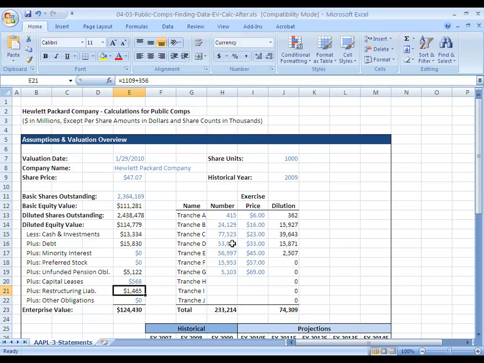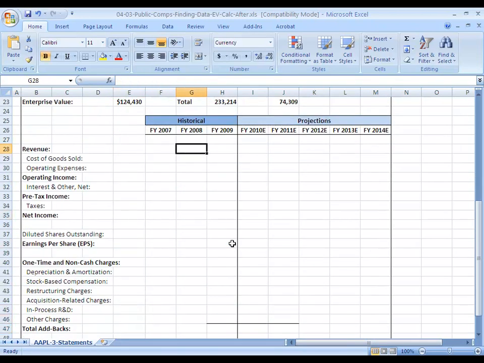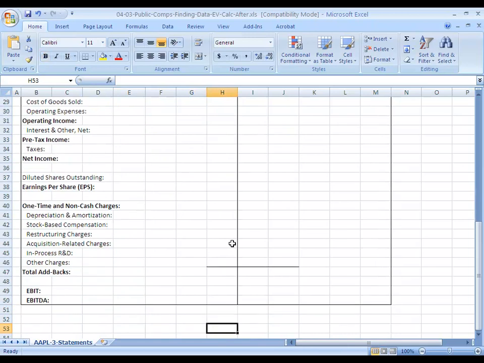Coming up in the next video, we're going to complete our information for this public company comparable by going through and filling out their income statement, revenue, all the way down to EBIT and EBITDA.